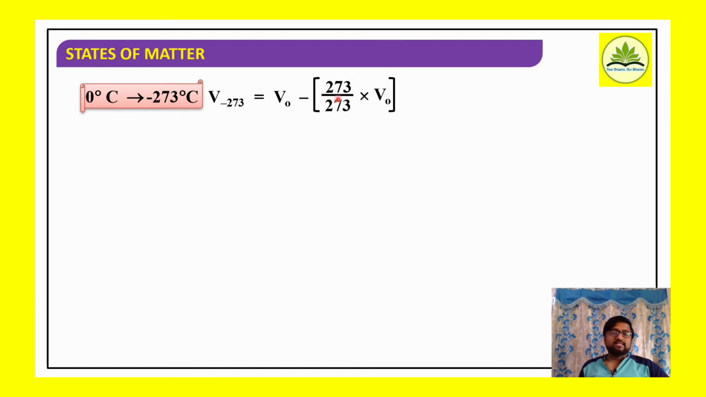So these things cancel each other, so it will be V naught minus V naught. So the answer is 0. It means when the temperature falls from 0 to minus 273 degrees Celsius, what is the volume of a gas? The volume of a gas is 0, right?